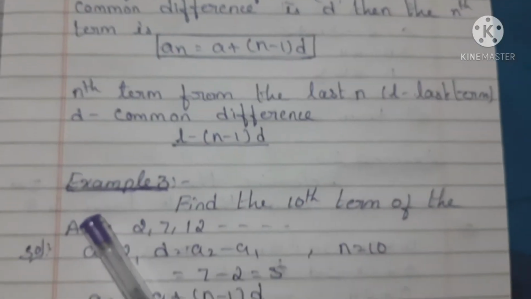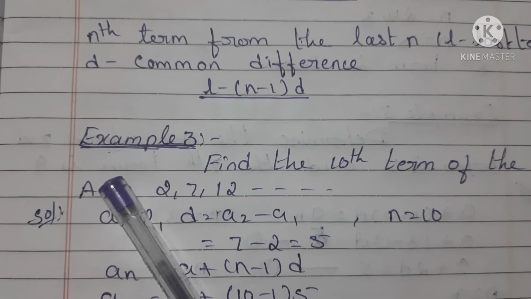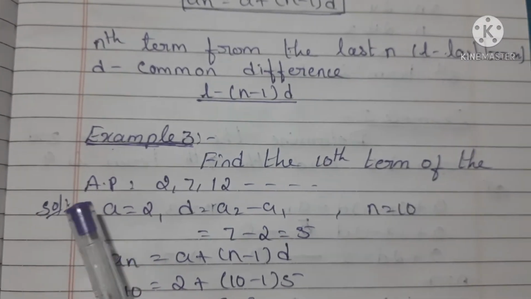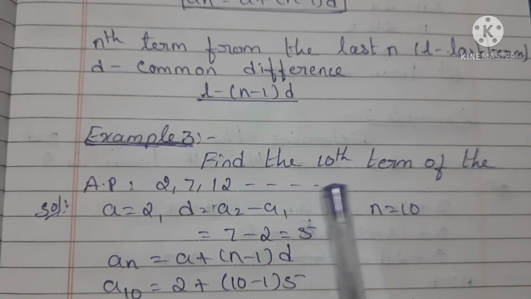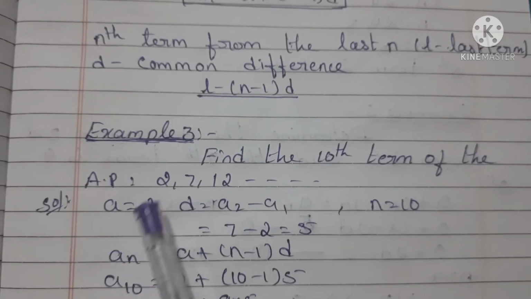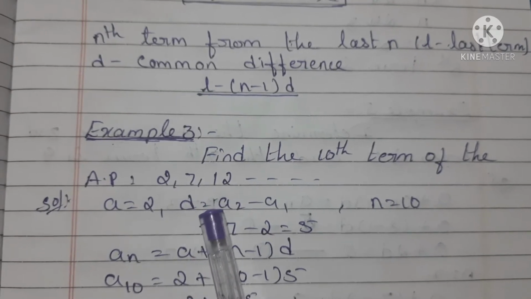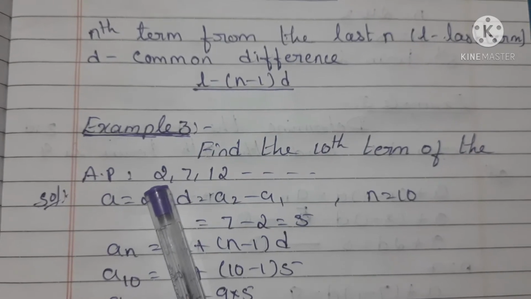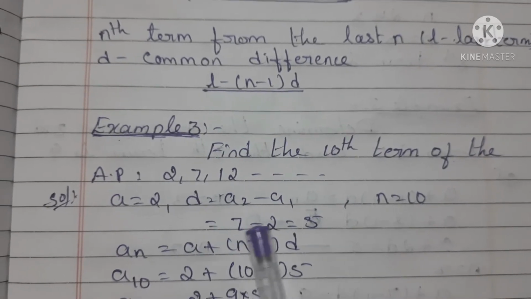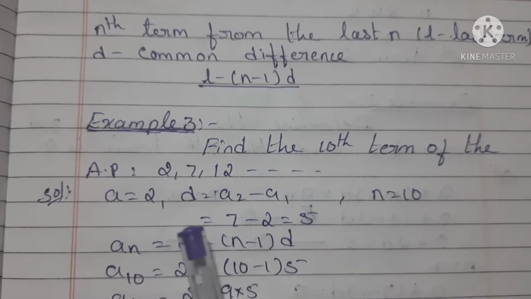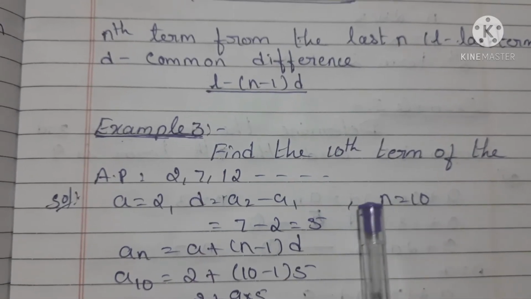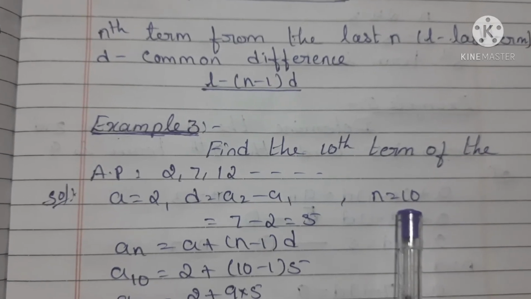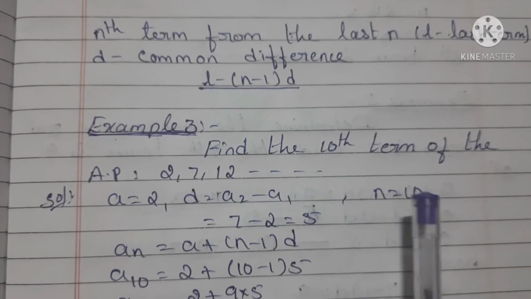Now, example 3. Find the 10th term of the arithmetic progression 2, 7, 12, and so on. Here, the A value is 2 and D is equal to A2 minus A1. That means A2 is 7, A1 is 2, so 7 minus 2 will be 5. Now, the D value is 5. Here they are asking for the 10th term, that means n is equal to 10.